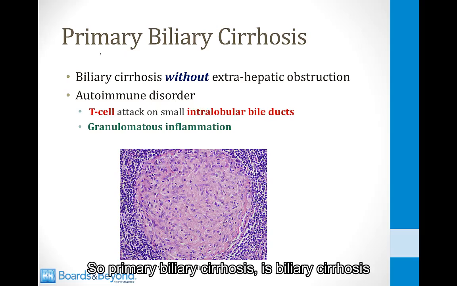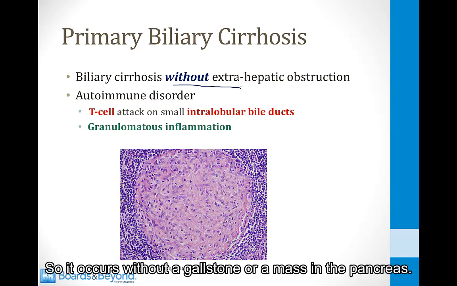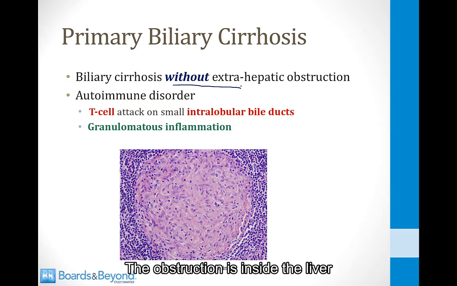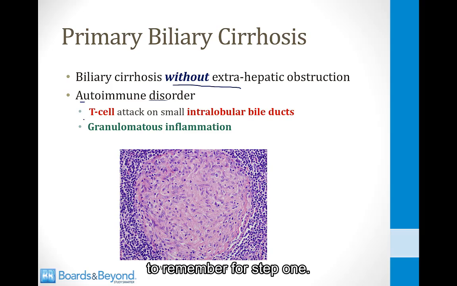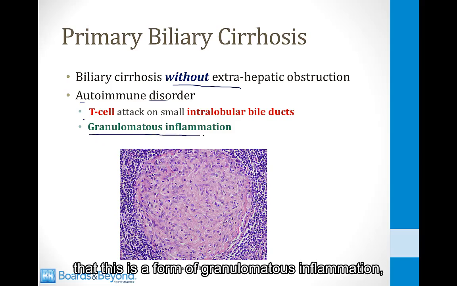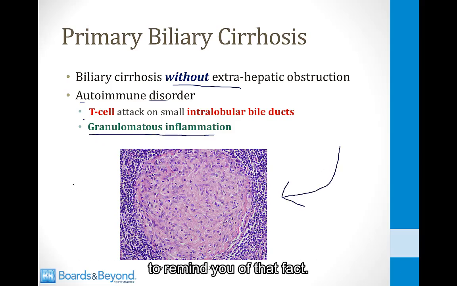So primary biliary cirrhosis is biliary cirrhosis that develops without an extrahepatic obstruction. So it occurs without a gallstone or a mass in the pancreas. The obstruction is inside the liver and it leads to cirrhosis. It's an autoimmune disorder. It's mediated by T cells, and they attack intralobular bile ducts. And I've bolded the words T cell and intralobular bile ducts because those are high-yield things to remember for Step 1. It's also high-yield to remember that this is a form of granulomatous inflammation, and this is a picture of a granuloma on the screen here to remind you of that fact.